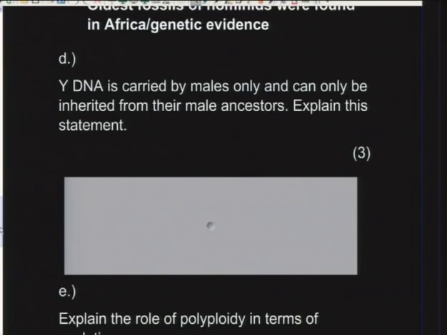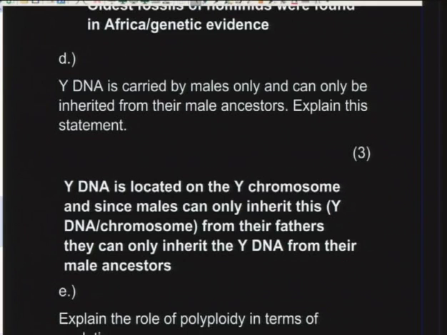Why is Y DNA carried by males only and can only be inherited from their male ancestors? Explain the statement. What does the statement mean? Simple. It means that the Y DNA is found on the Y chromosome.